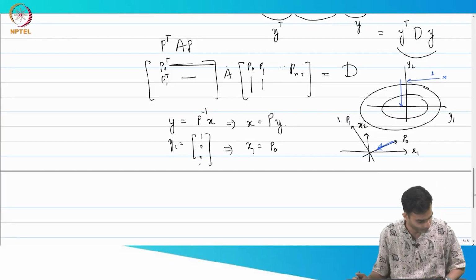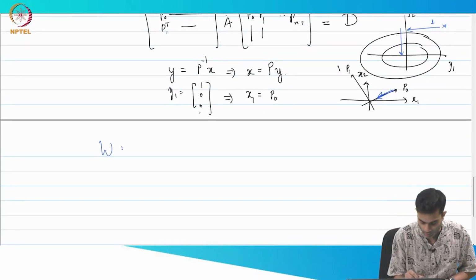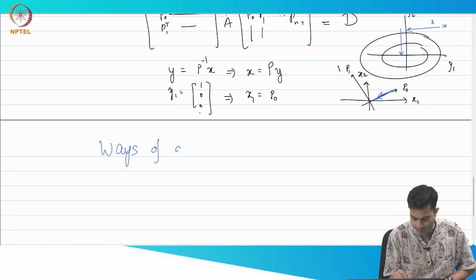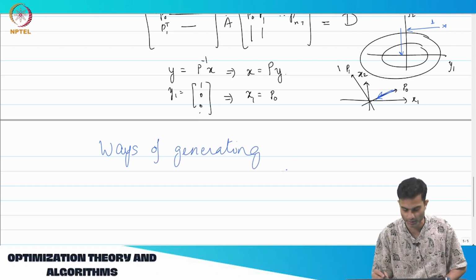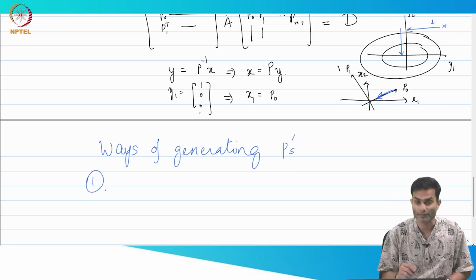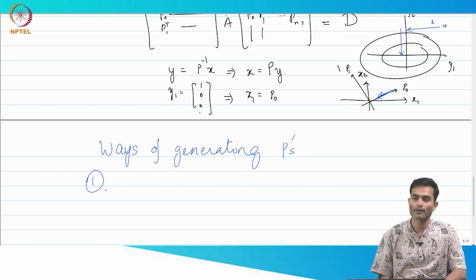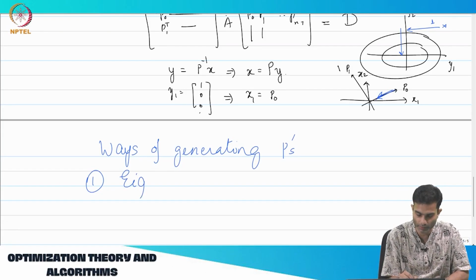Alright, so now we can write down ways of, we already discussed this, but let's just note it down, ways of generating P's. Right. The first way we already saw was to do the eigen decomposition, which is guaranteed to exist.